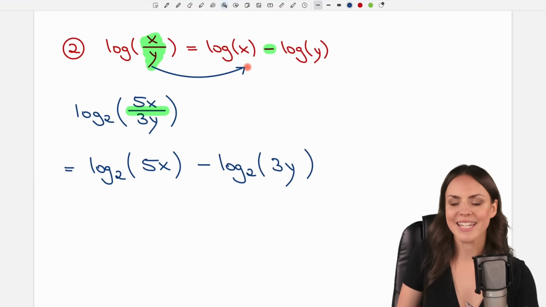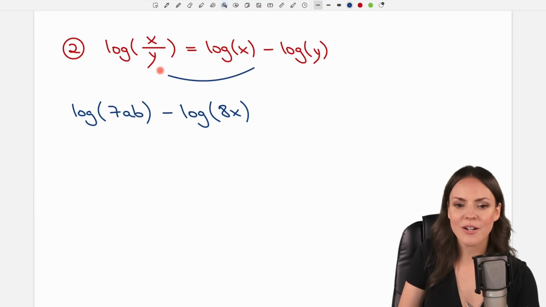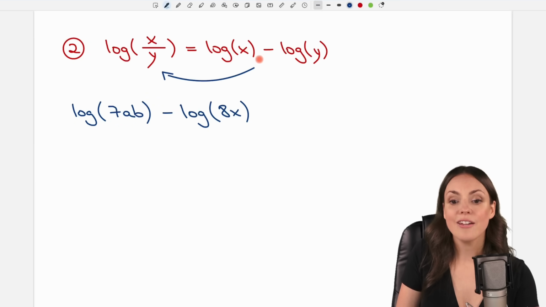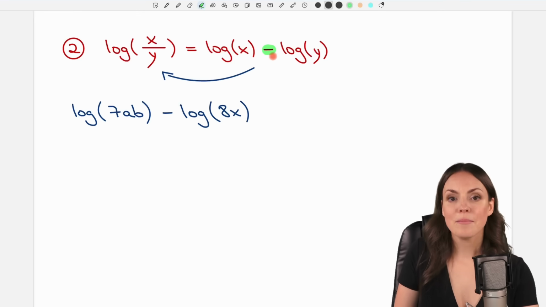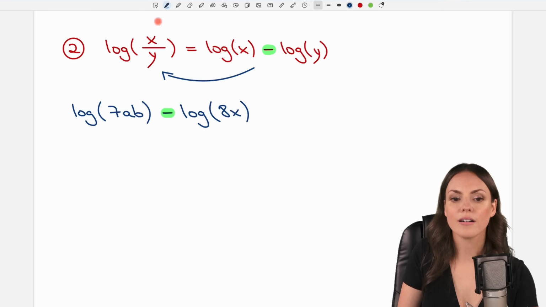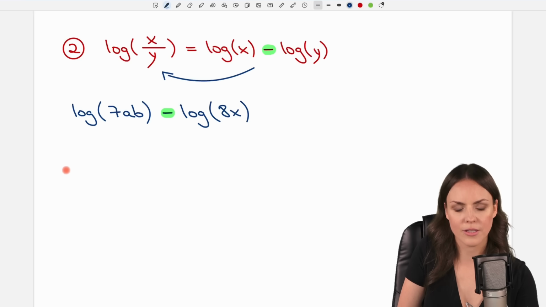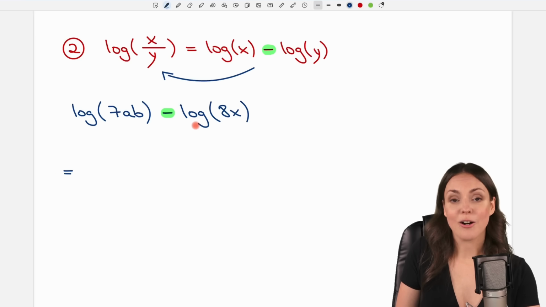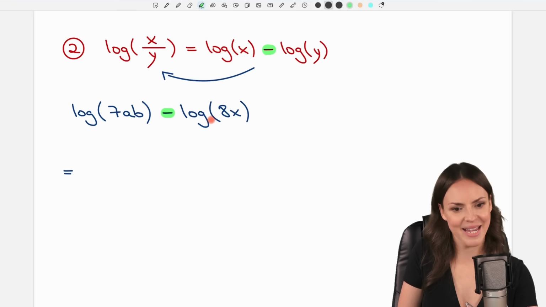But of course, we can take a look at the other way around as well. If we have two logarithms that are connected by a minus, what we have in this example here, we are allowed to write this as one big logarithm. So what do we get here? We check first that our bases are the same. We don't see any base here. We don't see any base here. So these are the same bases.